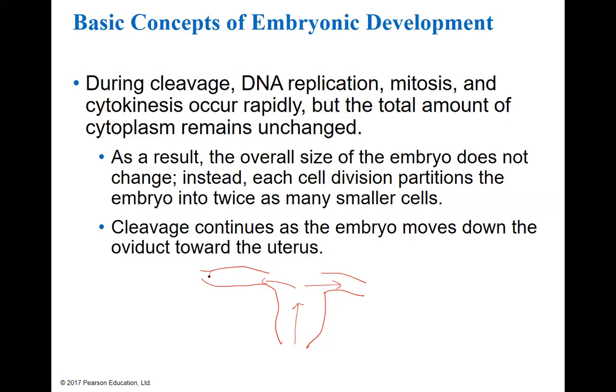So let's imagine that it has fertilized an egg over here, and this zygote has now started cell division. As this zygote starts moving towards the uterus, where actual implantation will occur, the cell division will continue. By the time it comes to the uterus, remember the size is the same because the cell division results in smaller cells, and the cleavage will continue as the embryo moves down the oviduct towards the uterus.